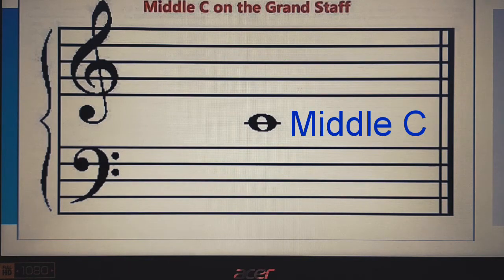When you go to the grand staff, you can see the treble staff and the bass staff. That is the G clef or the treble clef and the F clef or the bass clef. The line outside of the staff is the ledger line, and the note on the ledger line is what we call the middle C.